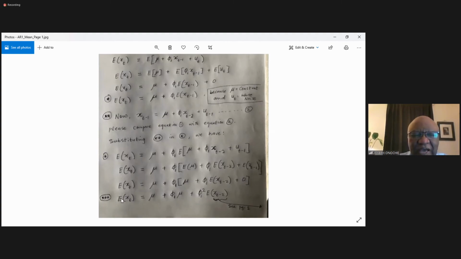All right. So now we get to number 3. So number 1 was with this. Number 2, 2 stars, was where I substituted. Now we arrive at number 3 here, which says the expected value of xt is equal to the mean plus, I remove the bracket, phi1 times mu plus phi1 times phi1, which is phi1 squared, times the expectation of this. Everybody with me now?